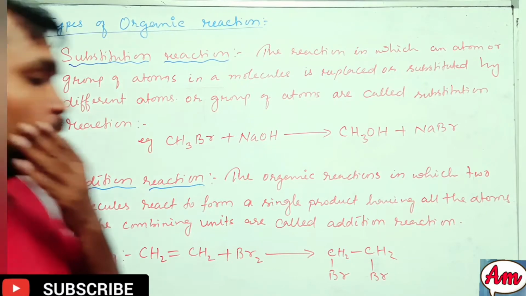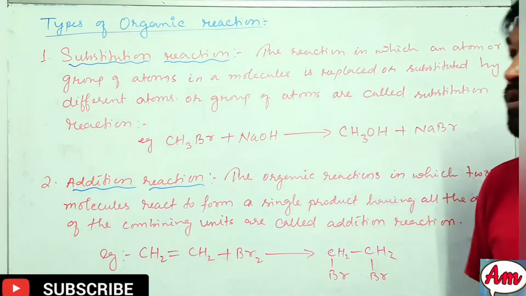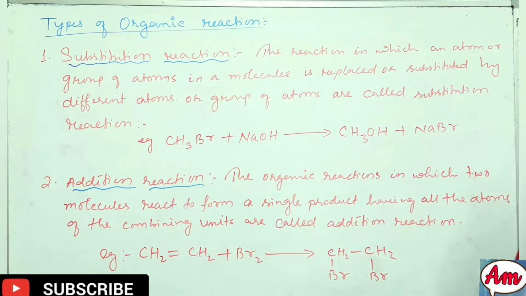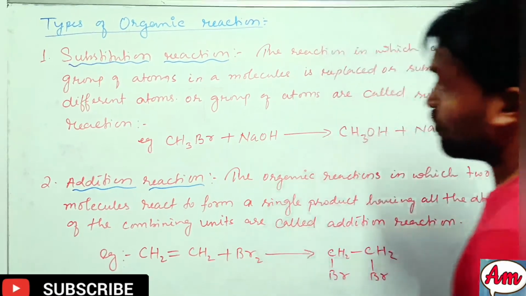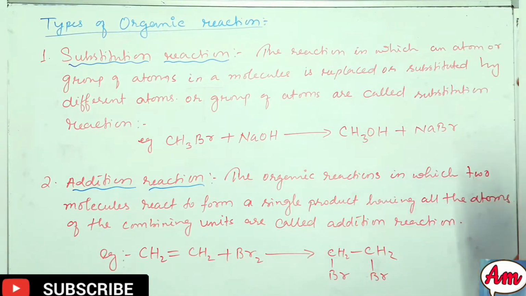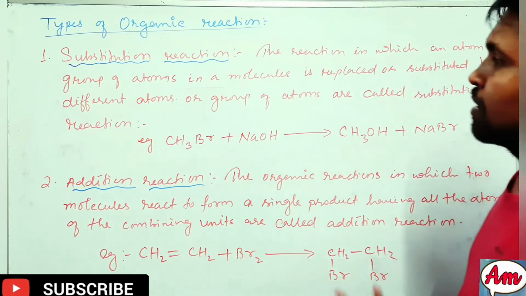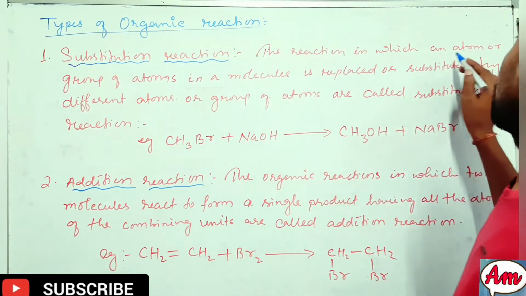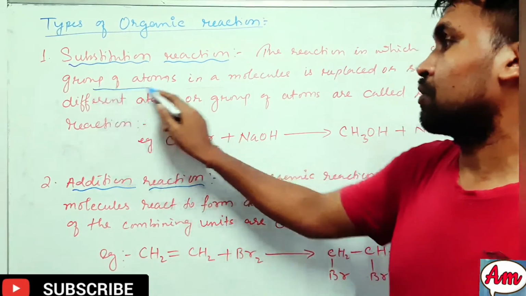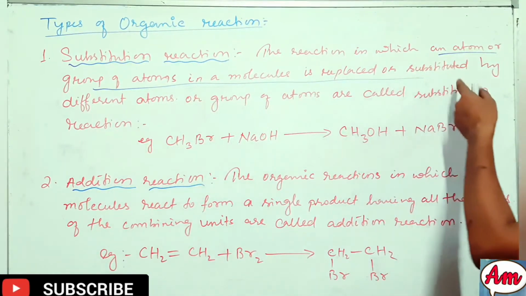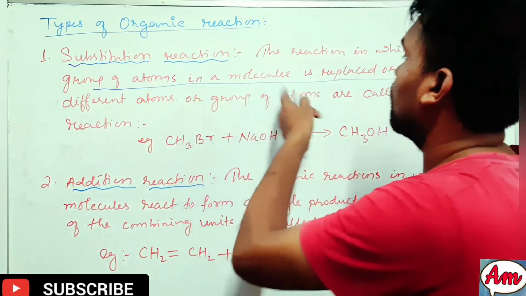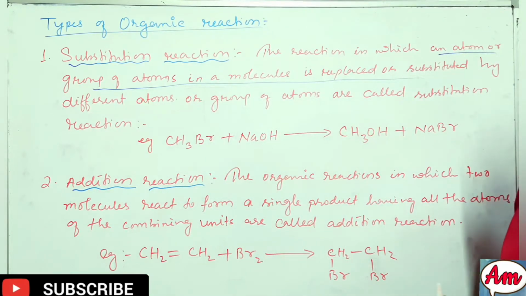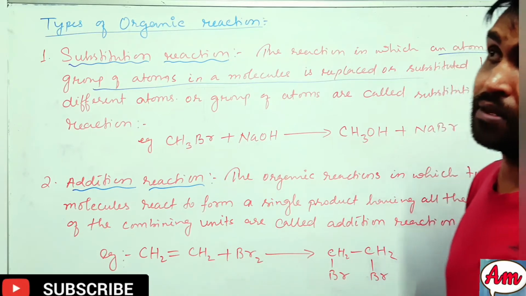Okay students, now we are back with the types of organic reactions. The first type of organic reaction we are going to discuss is substitution reactions. What is a substitution reaction? Let's go for the definition, then we'll try to understand. The reactions in which an atom or group of atoms in a molecule is replaced or substituted by a different atom or group of atoms are called substitution reactions. By the name substitution itself, it is clear.